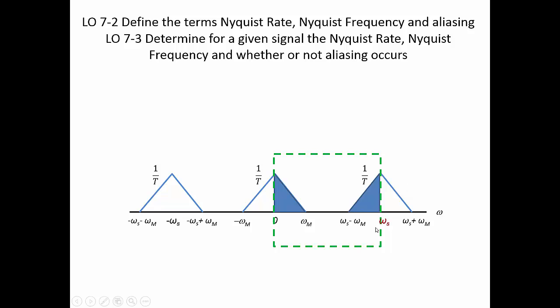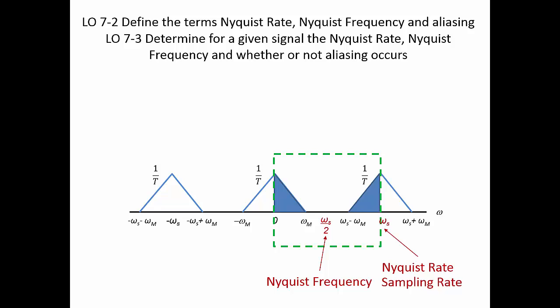Let's look a bit further. Omega s is the end of this viewing window. It's our sampling frequency, also called our Nyquist rate. The Nyquist rate is also called the sampling rate. The midpoint is omega s over 2. That's called the Nyquist frequency. These two names are very similar, and a lot of people mix them up, occasionally even in a textbook, and certainly quite often on the web. It's important that you know the two of them. You'll be asked this repeatedly in lab, and they provide a lot of information about what's happening during the sampling procedure.